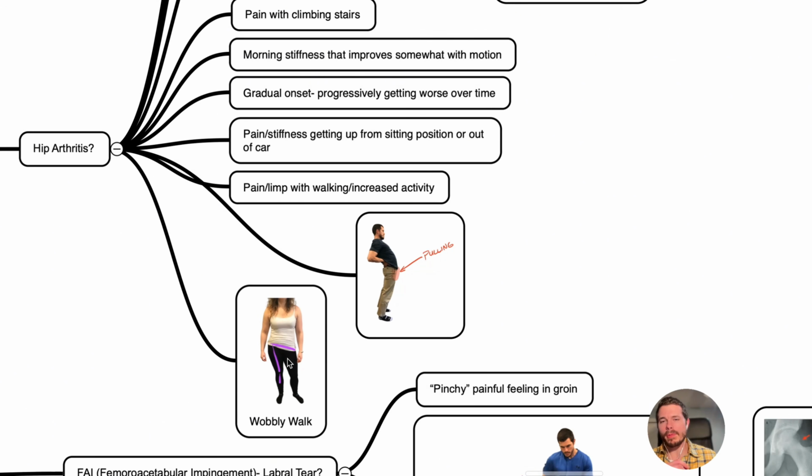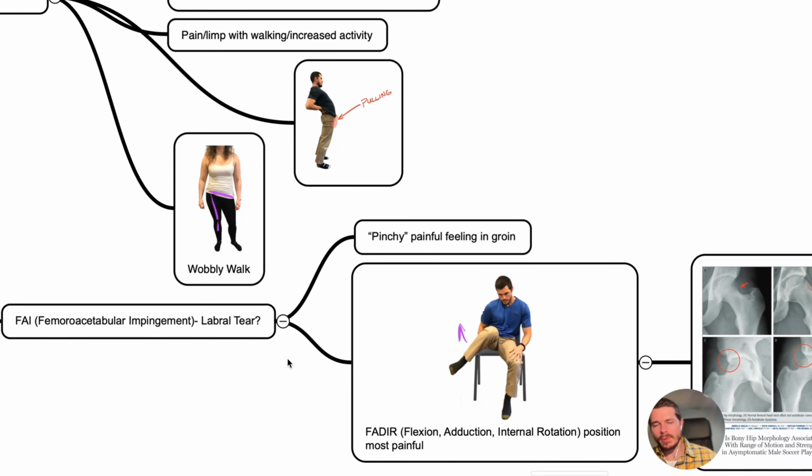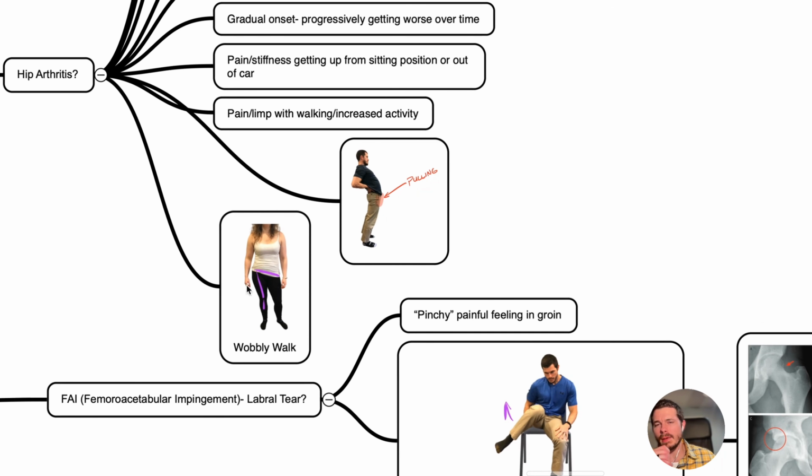And oftentimes there's a wobbly walk. If you've ever been in the grocery store, you see people kind of going side to side, or their hips kind of shift side to side, or they tilt their body side to side. It's often due to a hip joint problem.